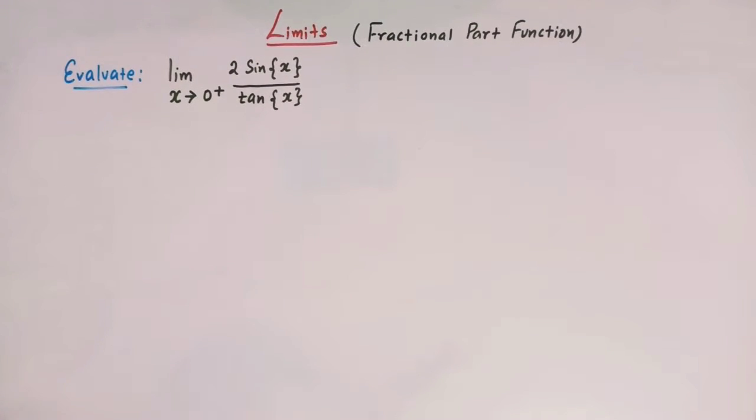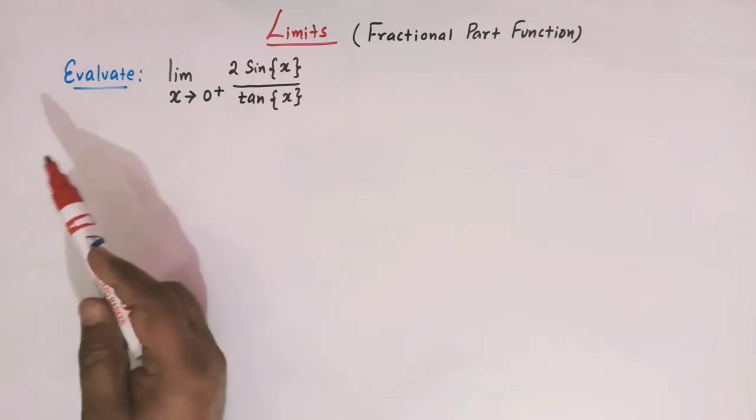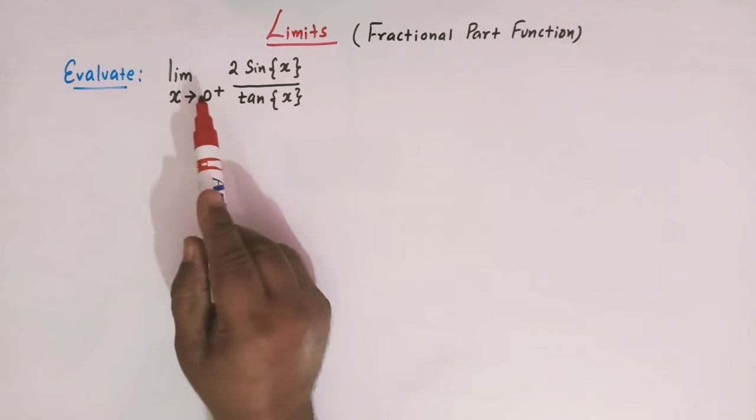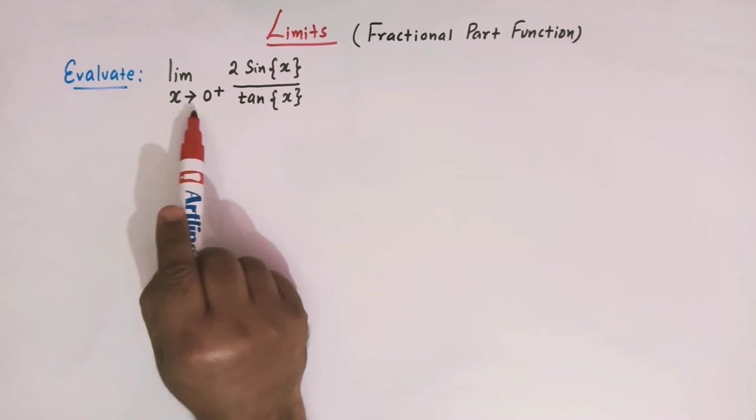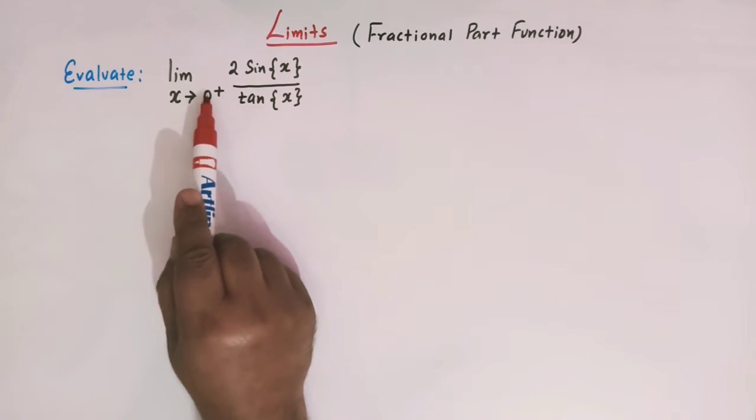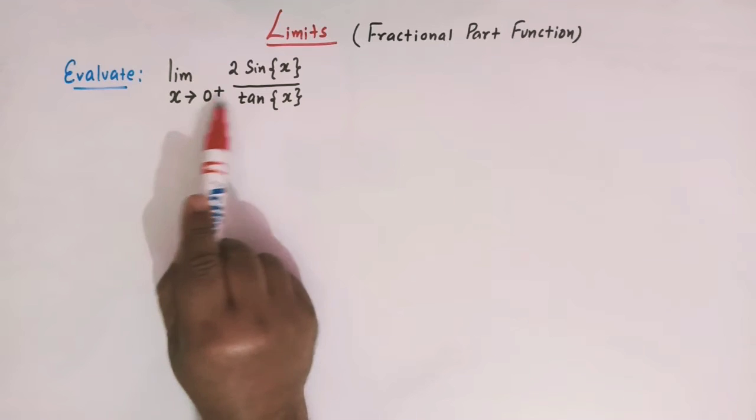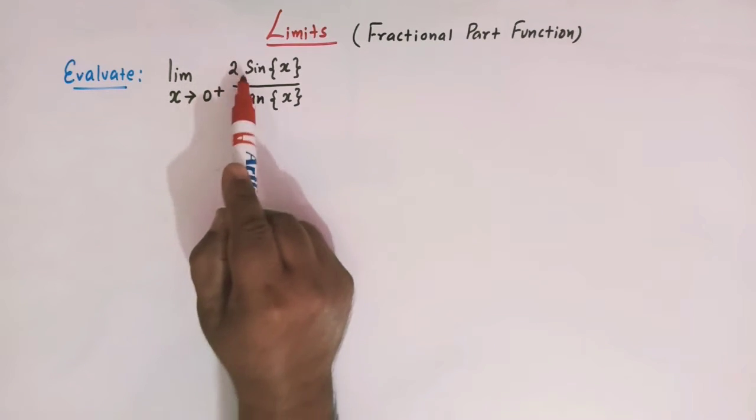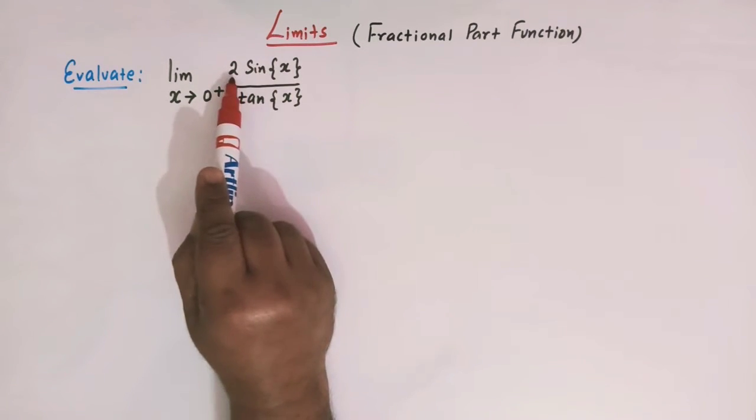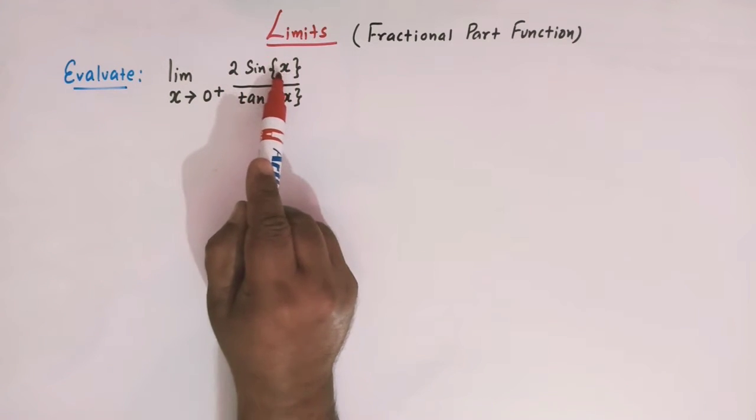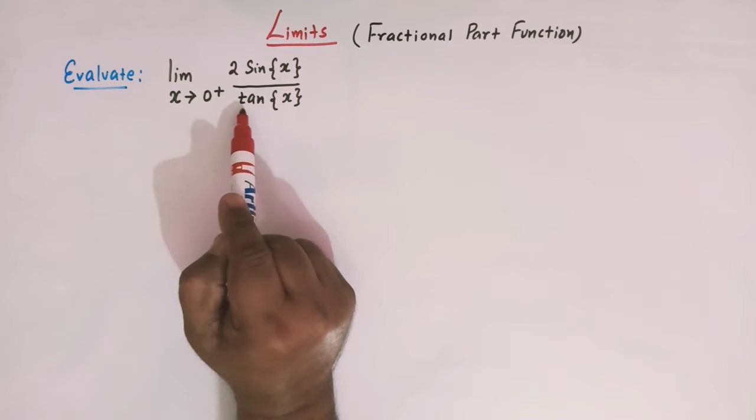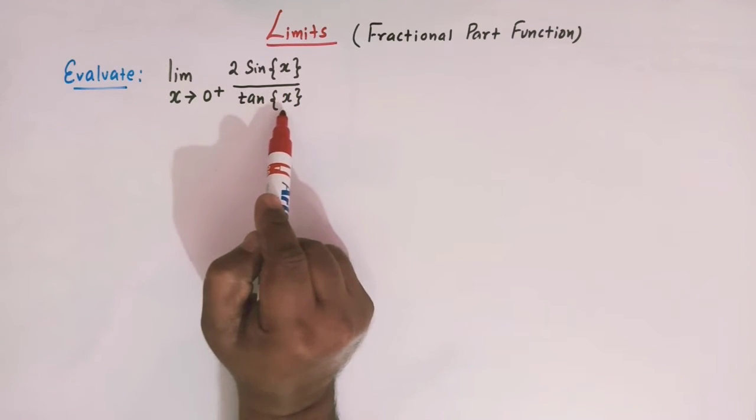Hello viewers, in today's class we are going to discuss one important and conceptual problem from limits. Here we have to evaluate this limit, that is limit x tends to 0 plus. This positive sign shows that we have to find the right hand limit of this function, and the function is 2 sine of the fractional part of x, divided by tan of the fractional part of x.